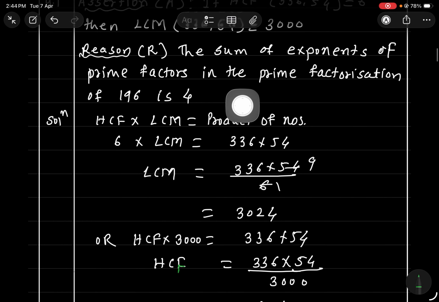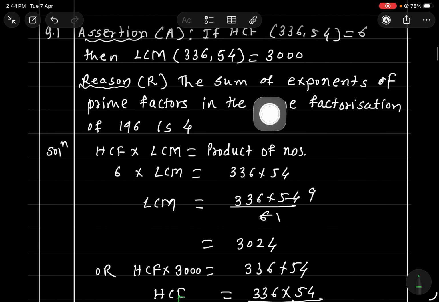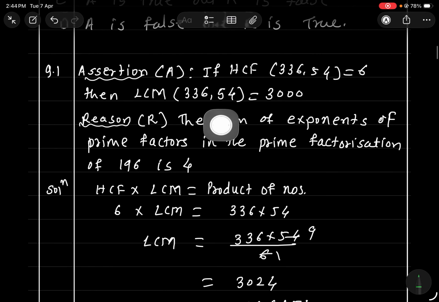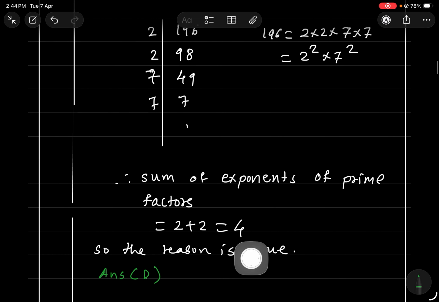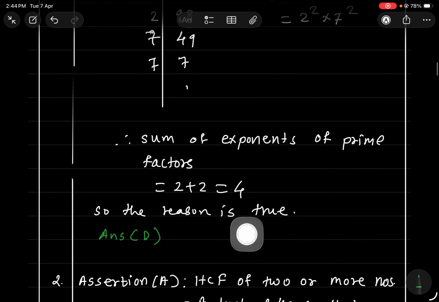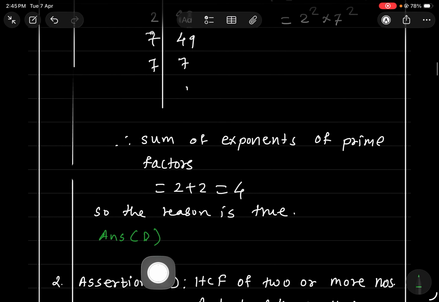Whatever reason is given here regarding this one, the sum of the exponents of the prime factors in the factorization is 4. This is correct, but this is not correct. So what we can see here is that the reason is true and the assertion is wrong, so the answer is D.